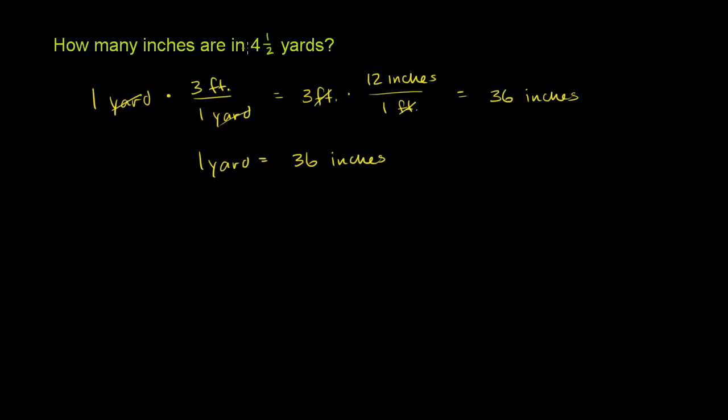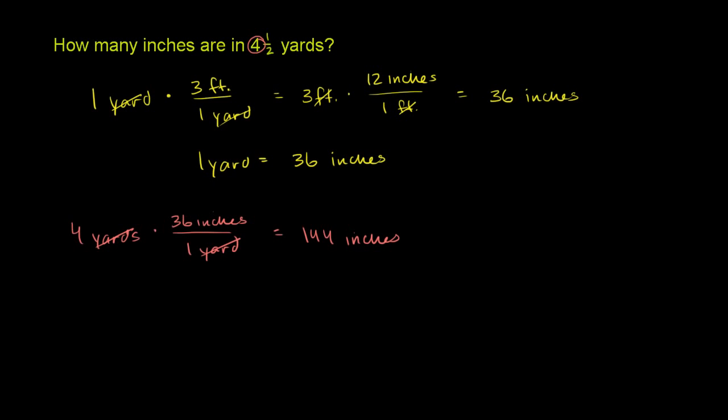And so we can now either break this down, or we can turn this into an improper fraction. First, I'll just break it down into 4 yards plus 1/2 yards. So we could say that this is 4 yards. So 4 yards is going to be equal to, well, let's just multiply it times 36 inches, 36 inches for every 1 yard. The yards cancel out. 4 times 36 is 120 plus 24. So that's 144. So this is equal to 144 inches. That's just the 4 yards.